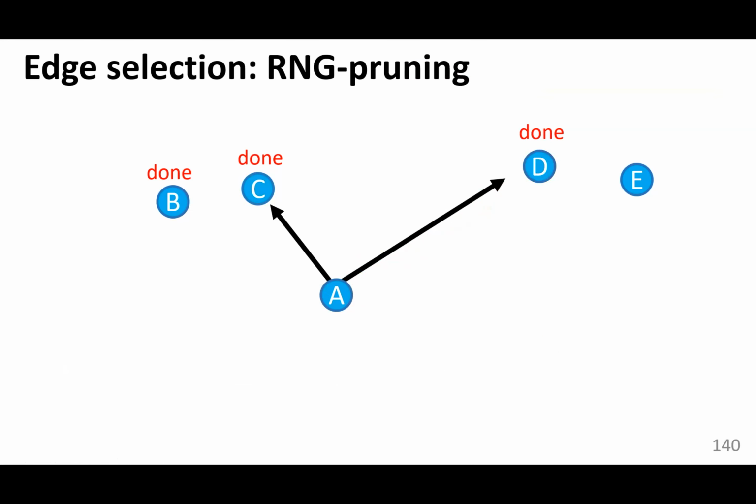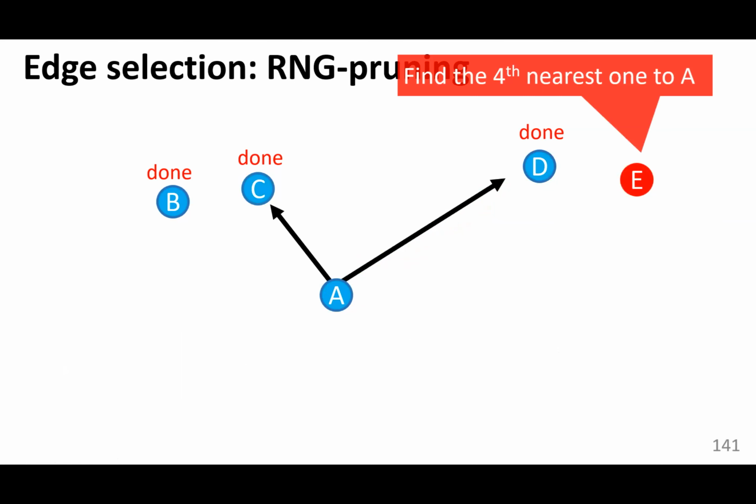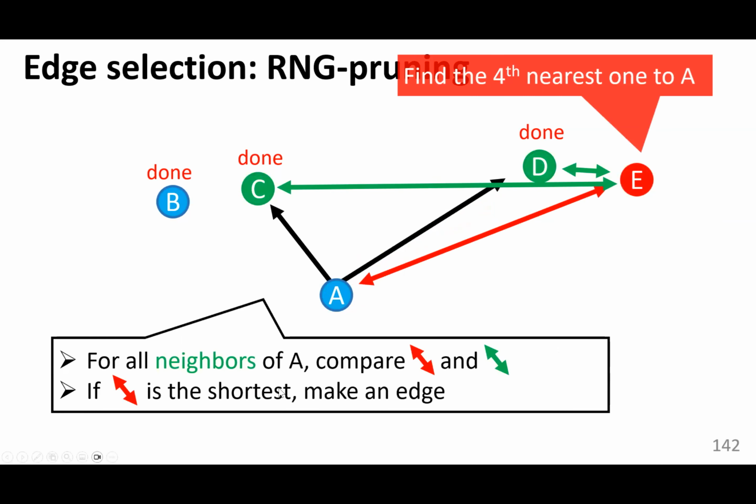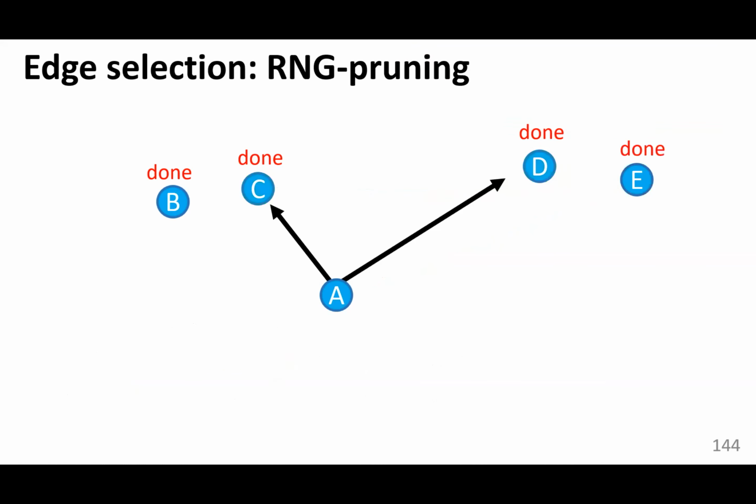The next one is E. This guy is the fourth nearest neighbor. In this case, the green ones are for all neighbors of A, meaning D and C, so there are 2 green arrows. And in this case, this one is shortest, so we don't make an edge. So this is done. Finally we can create edges for C and D. It seems good, right? Because B, C, D, E already seems like too much. Just 2 seems fine. So this is done.